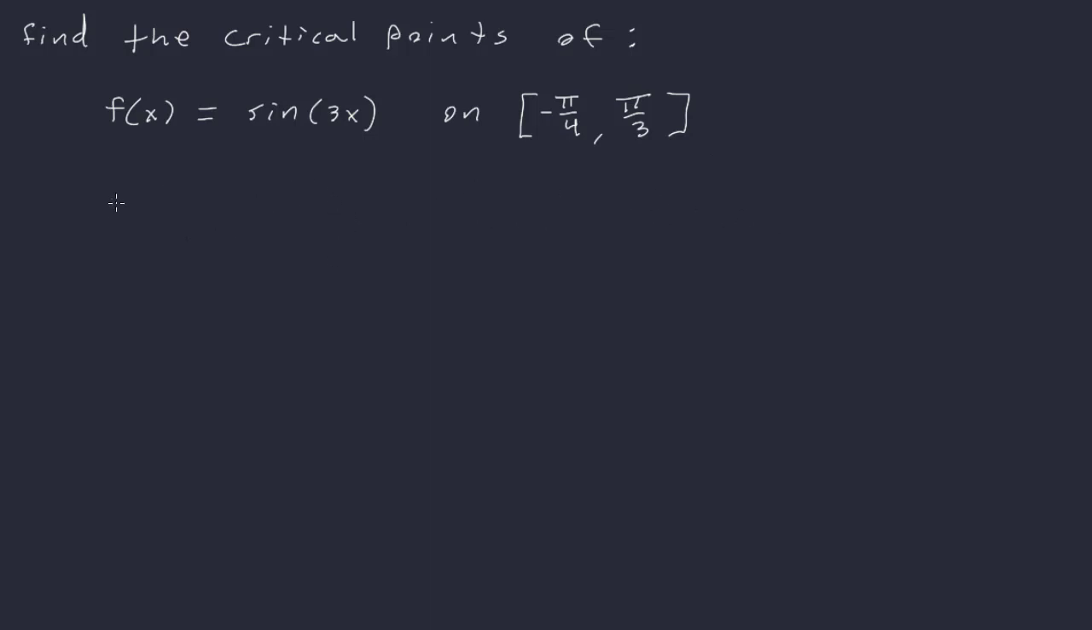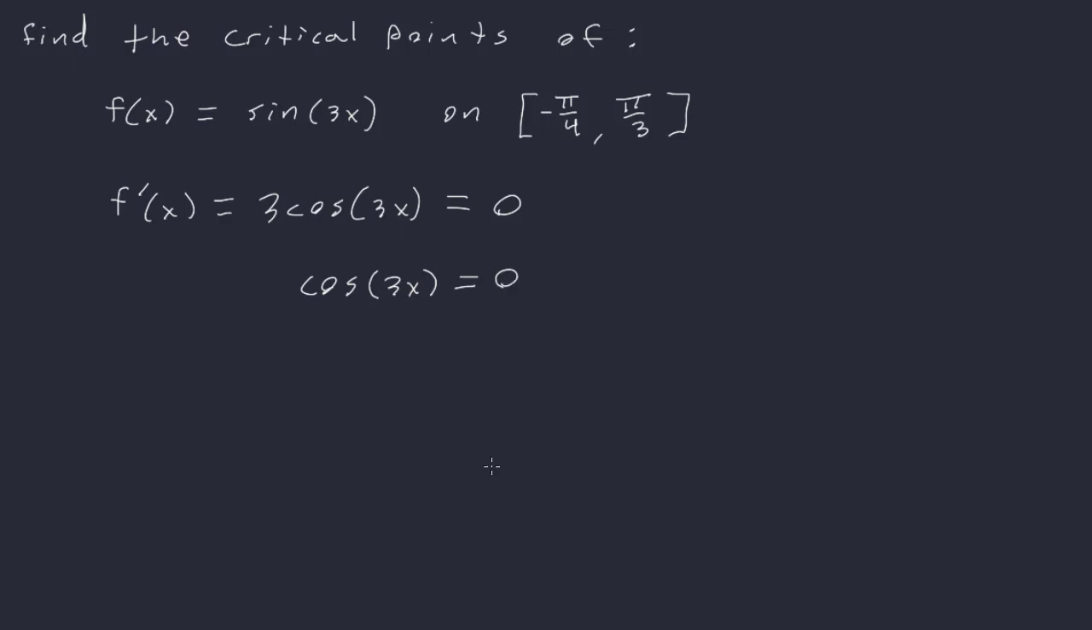All right, to find the critical points, of course, you take the derivative, so f prime of x will be 3 cosine of 3x, right? The derivative of sine of stuff is cosine of stuff times the derivative of stuff, which will just be 3. And now we're just setting that equal to 0. So we can basically ignore the 3 and just look at cosine of 3x equal to 0.